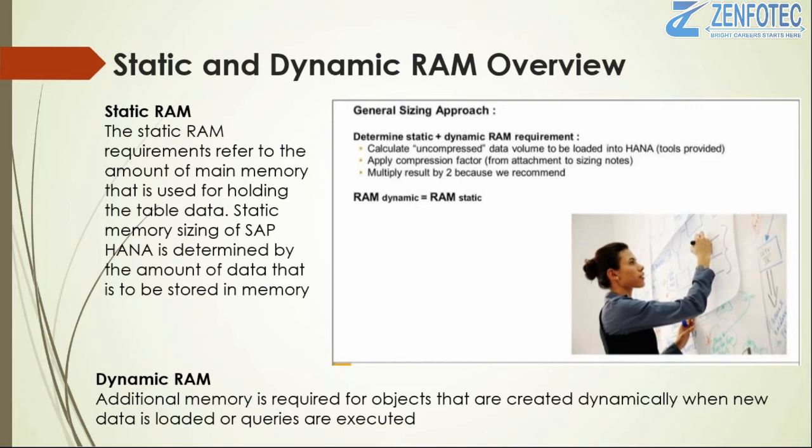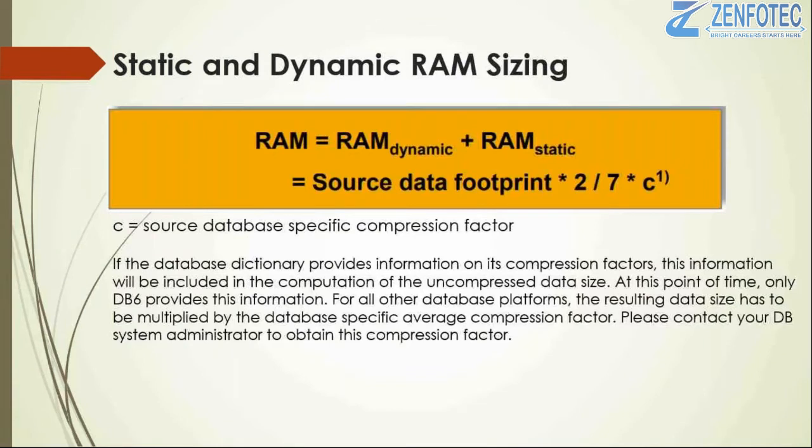Okay, so how do we calculate? There is a formula to calculate your physical memory. The physical RAM memory is static RAM plus dynamic RAM. There is a calculation formula provided by SAP. Here RAM equals the source data footprint times 2, divided by 7, and multiplied by the compression factor. So C means the compression factor.